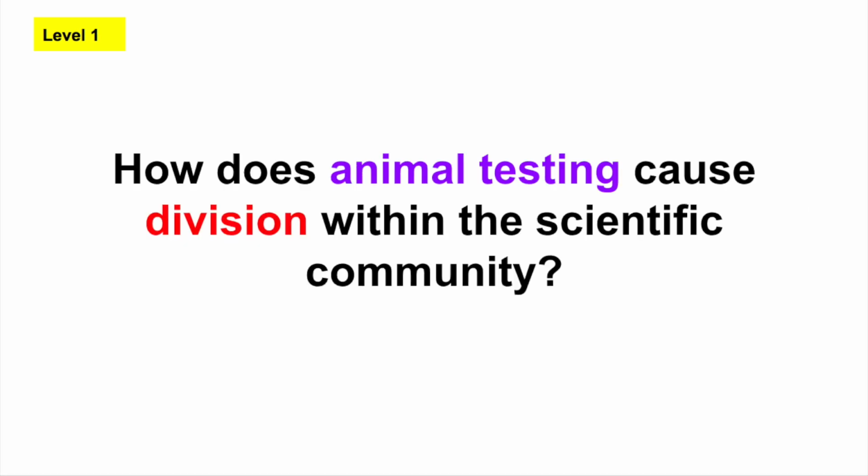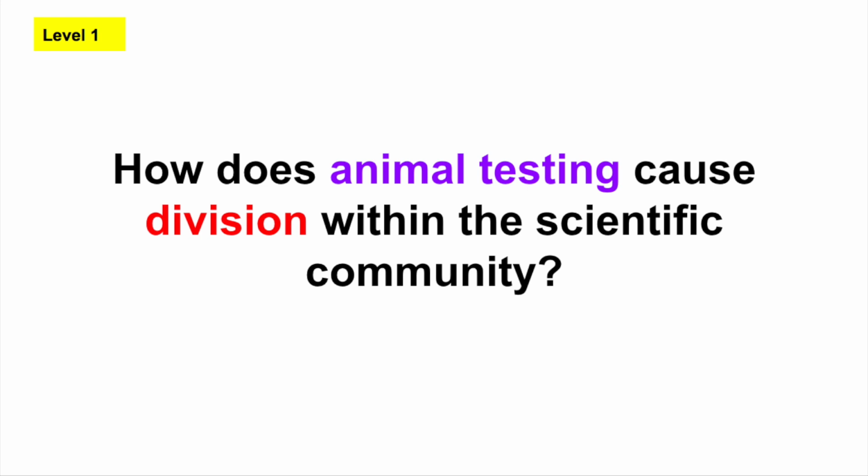Here's a second example of a level 1 question. How does animal testing cause division within the scientific community? So in purple, once again, you have the topic, which is animal testing. And then in red, you have the conflict word, which is division. In this particular question, you will notice that the person will most likely be researching how there is a disagreement or a conflict, a debate, a division between different scientists.